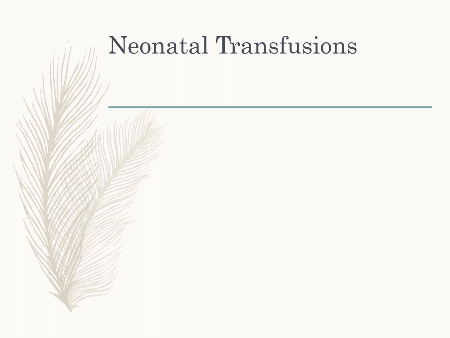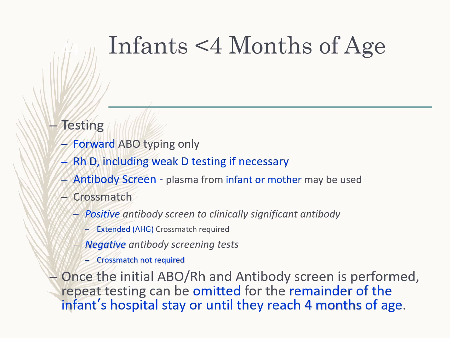We'll talk a little bit about neonatal transfusions. So there are special rules for infants less than 4 months of age. And that is because they are not making their own antibodies yet. Any antibodies that are circulating through baby are the mother's antibodies. So we only do forward ABO typing. We don't want to do reverse because those are mom's antibodies, not baby's. You do want to do RHD, and you want to include weak D testing if the mother is Rh negative. If the mother is D positive, you do not have to do weak D testing.